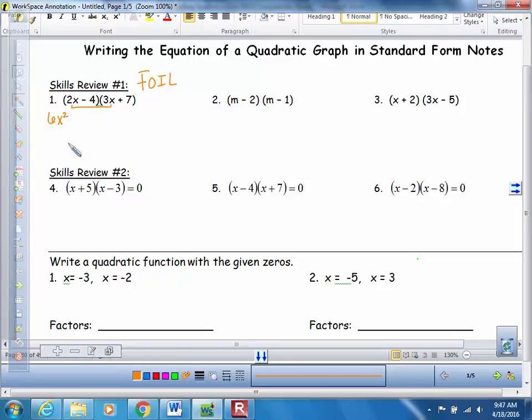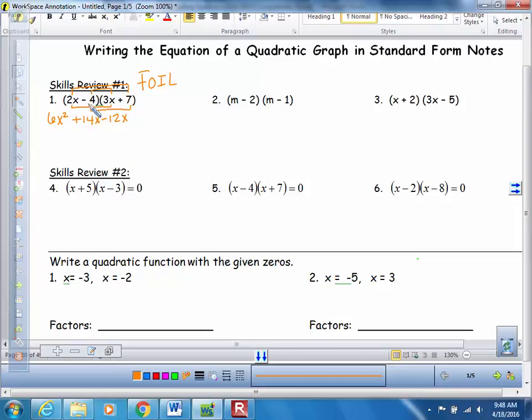Then if we were going to do outer times outer, we're doing the two farthest away from each other. So 2x times 7, which would give me 14x. Then I stands for inner, so we're doing the ones inmost. So negative 4 times 3x, which gives me negative 12x. And then L stands for last, so we're doing negative 4 times positive 7.